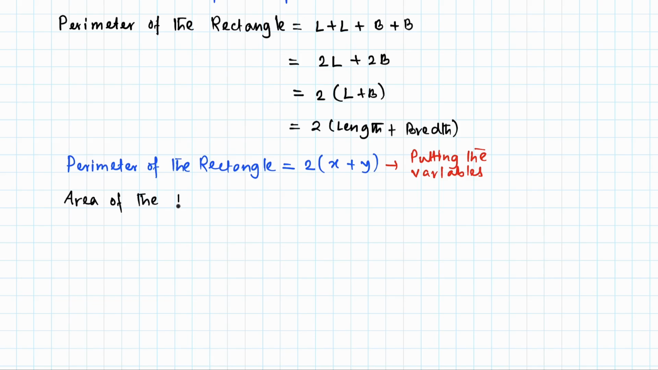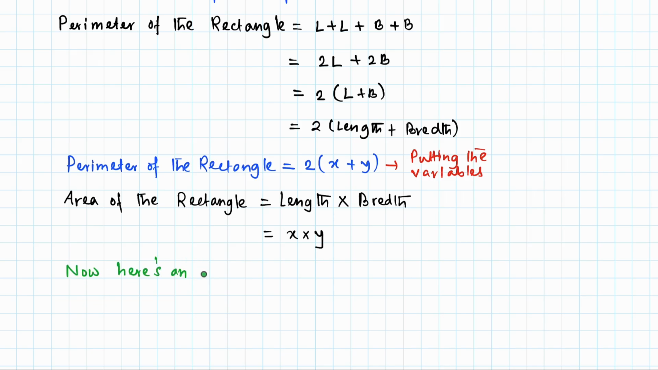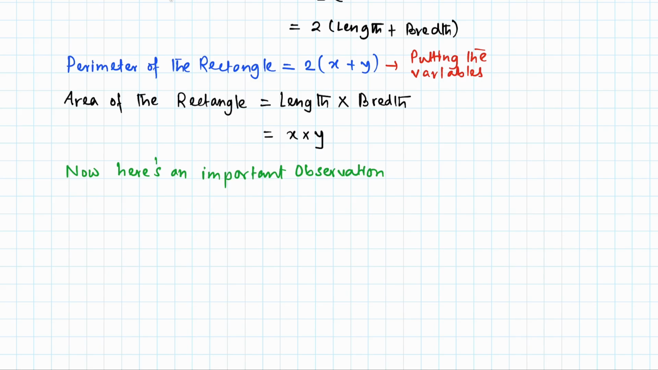This is important, we need to know. Now what would be the area of the rectangle? The area of the rectangle is given by length times breadth, which in variables is x times y. So we are actually getting the product of these two variables. Now here's an important observation. If you see both equations, the perimeter of a rectangle and the area of a rectangle, if the question involves only the perimeter, then we can solve it using linear equations.